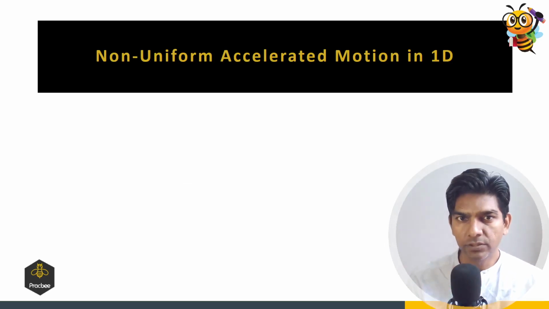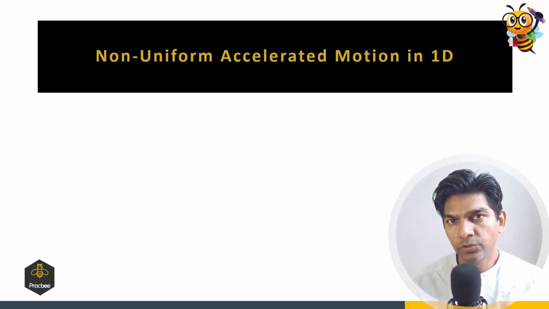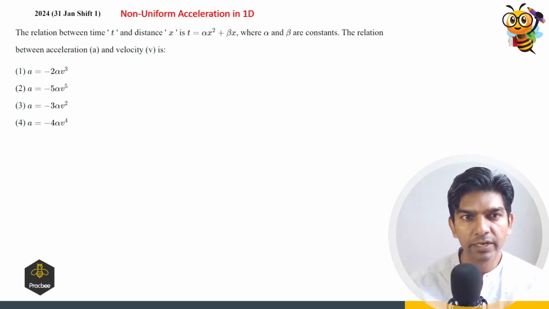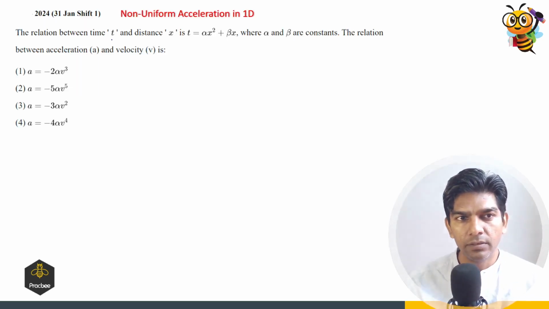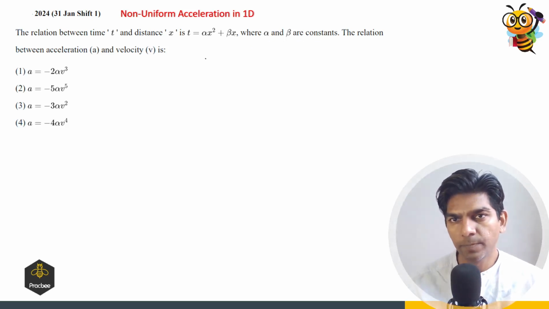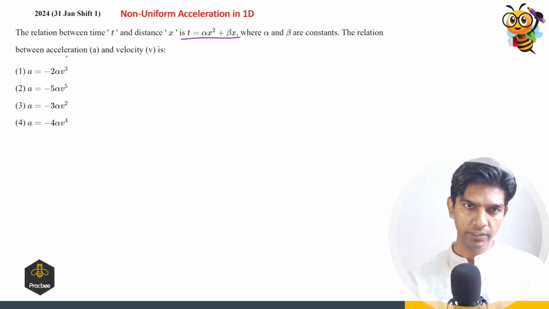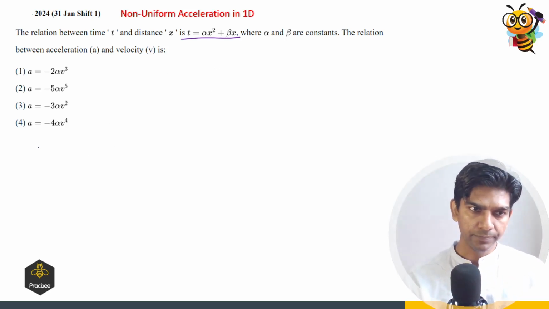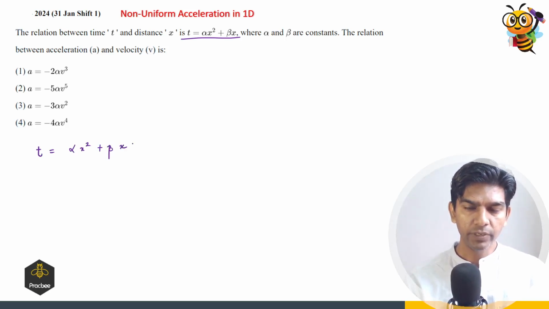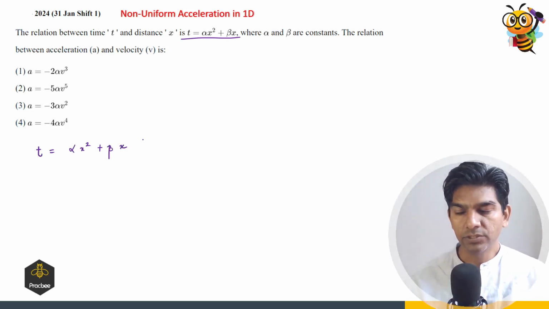Now let us see the next block where I'm going to study non-uniform accelerated motion in 1D. Let us see the question based on that. The relation between time t and the distance x is t equals alpha x square plus beta x, where alpha and beta are constants. So this equation is given. The relation between acceleration and velocity is, so we have given t as alpha x square plus beta x, and we have to find the relation between acceleration and velocity.